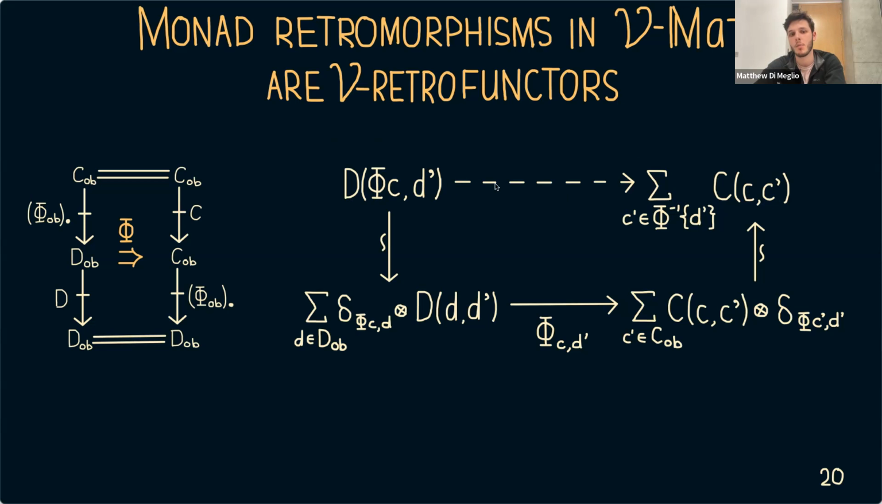So this morphism here, you can think of as a lifting morphism. It tells you how to lift morphisms out of phi of C to C itself. And this is where the action on the morphisms is in the opposite direction to the action on the objects. So this is how we can see that these V-enriched retrofunctors are really just monad retromorphisms in this double category of matrices in V.